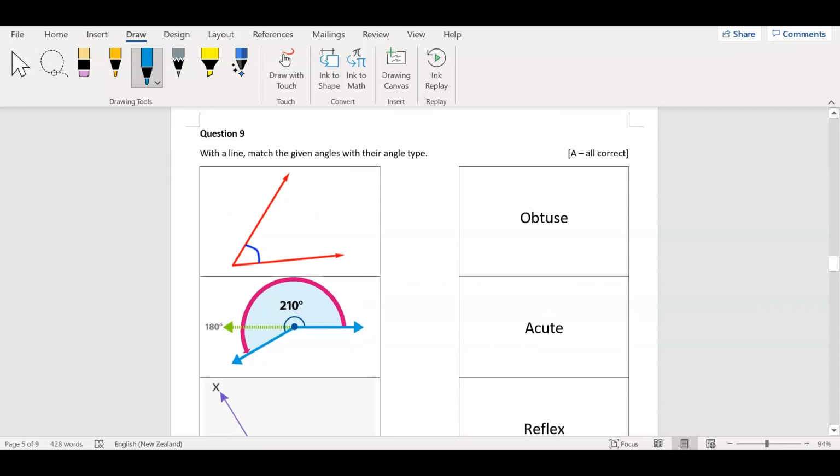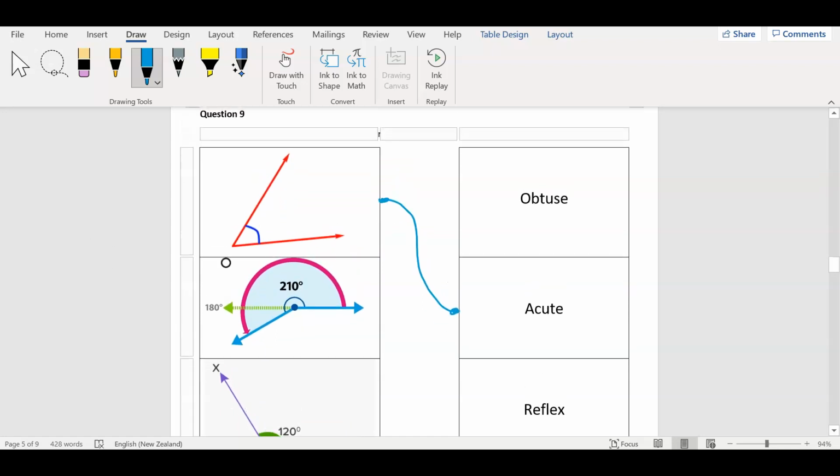With a line, match the given angles with their angle types. What this is asking you to do is just connect the ones that you think relate to each other. So let's get into it. The first diagram here is a small angle. It's less than 90 degrees. Remember, the small angles are cute because they're small, and that's what makes them acute angles. Well, that's how I remember them anyway.